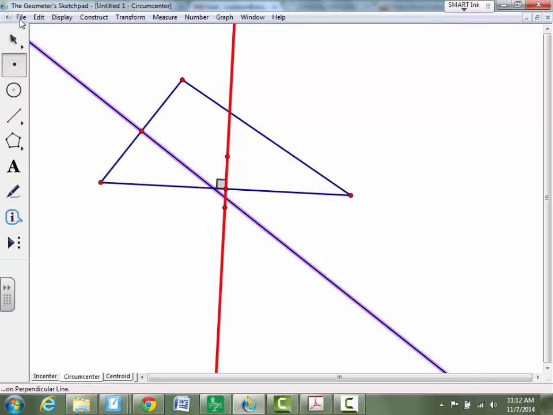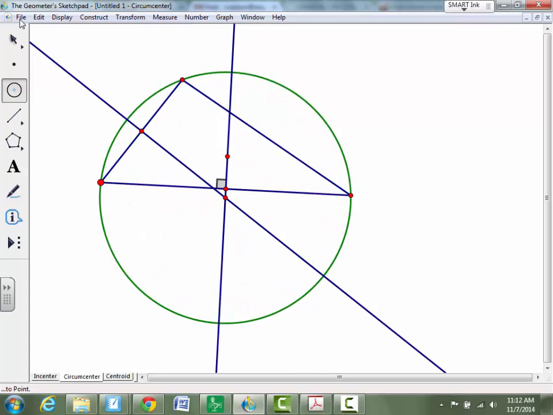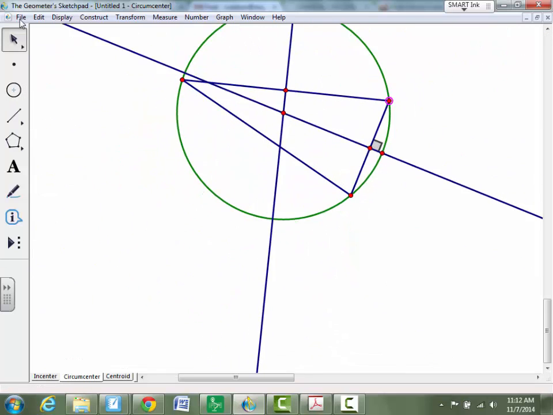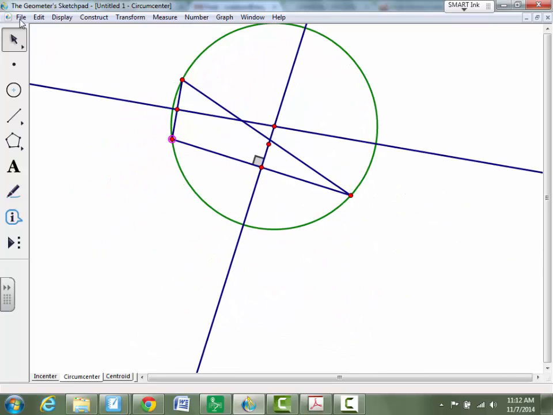And we now have our point of concurrency. The circle goes from this point of concurrency to one of the vertices, and you can see the circle now goes through all 3 vertices of the triangle. Okay, so no matter how I move it, it's good to go.